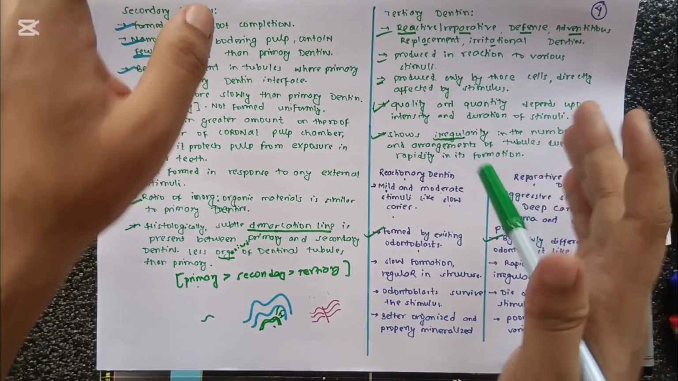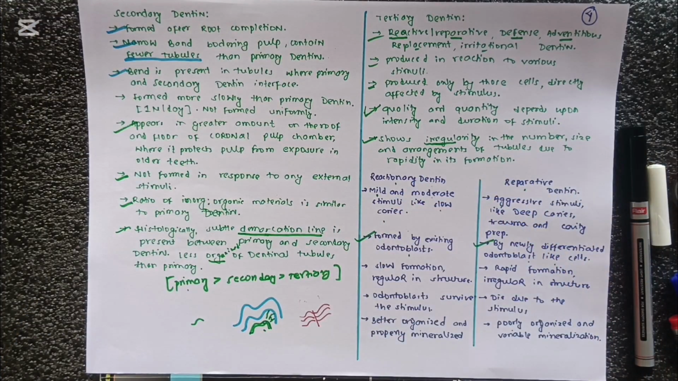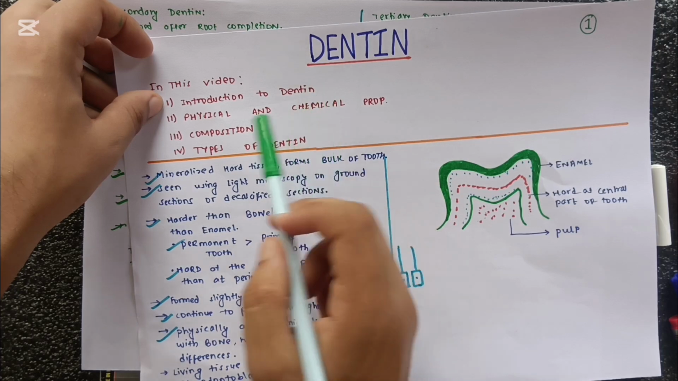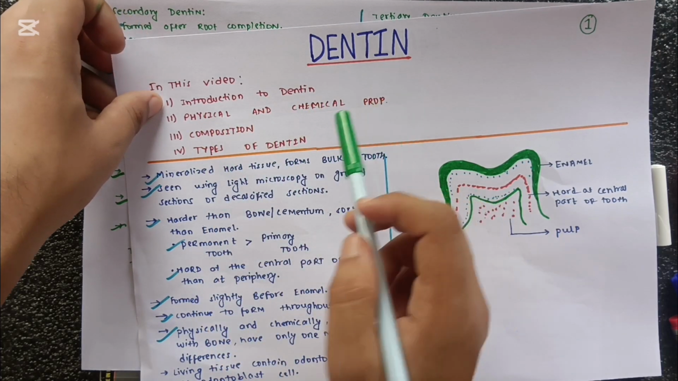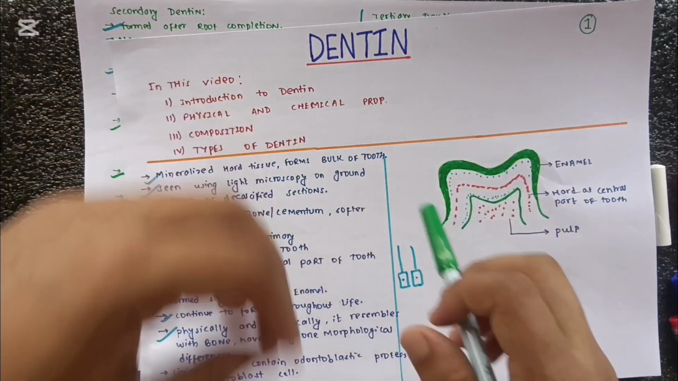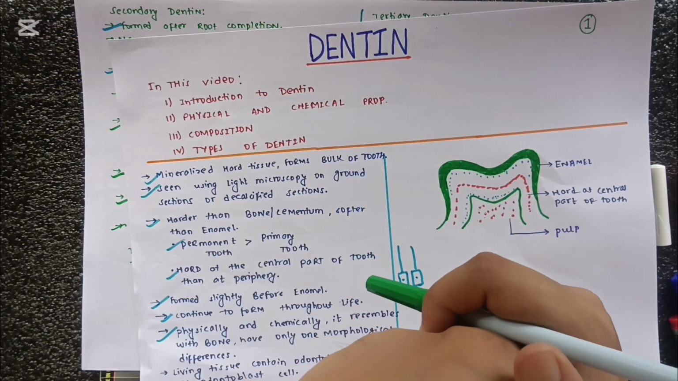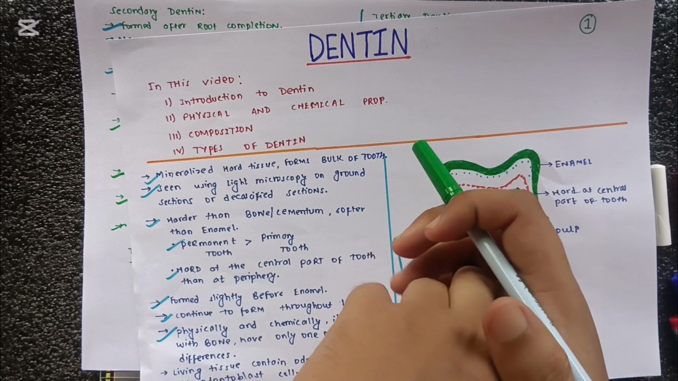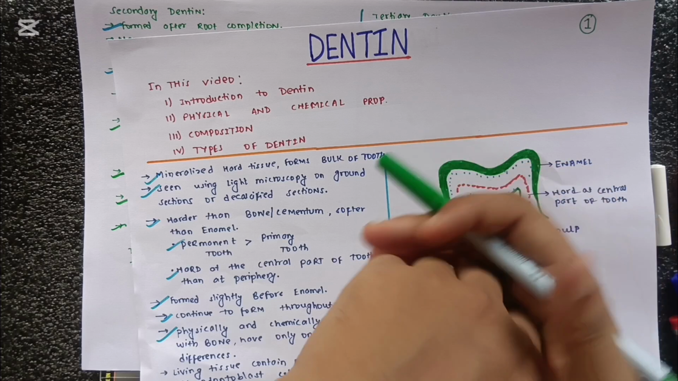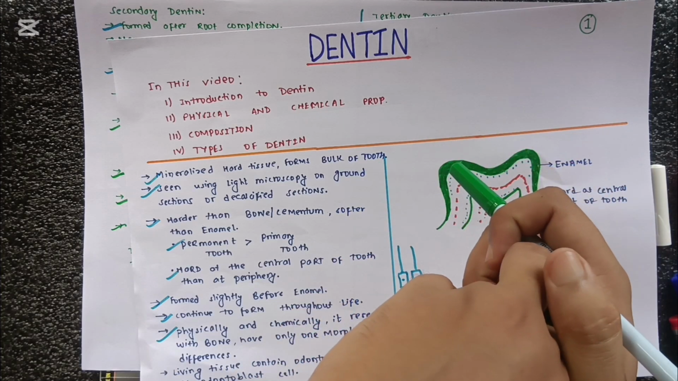So we have covered all the topics of today's video. We covered the introduction to dentin, discussed its physical and chemical properties, the composition of dentin and the types of dentin. So today was just an overview of dentin. In our upcoming video we will be discussing many aspects of dentin, including the histological features of dentin.